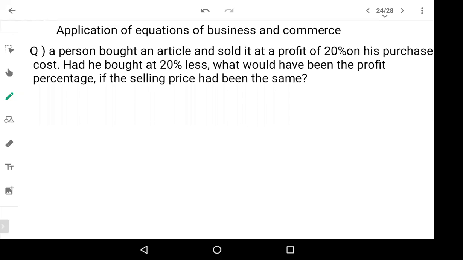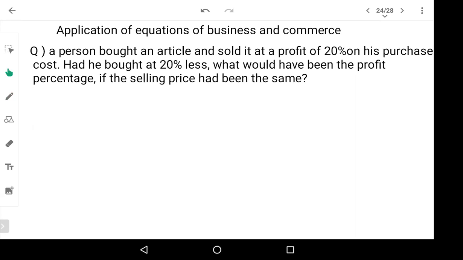Very good morning. Okay. So first thing that you're supposed to do is read the question properly. A person bought an article and sold it at a profit of 20% on his purchase cost. Had he bought at 20% less, what would have been the profit percentage if the selling price had been the same? So keeping selling price as it is, they're asking us to find the profit percentage of the person.